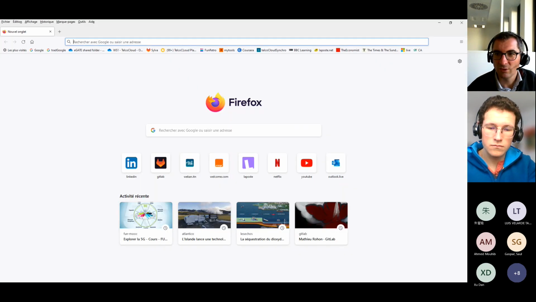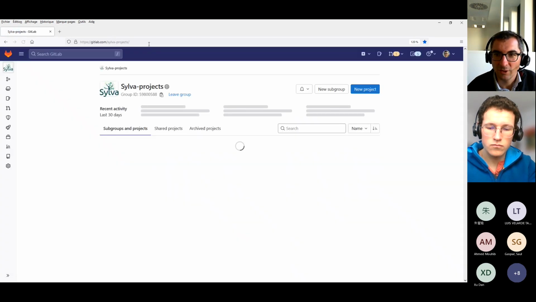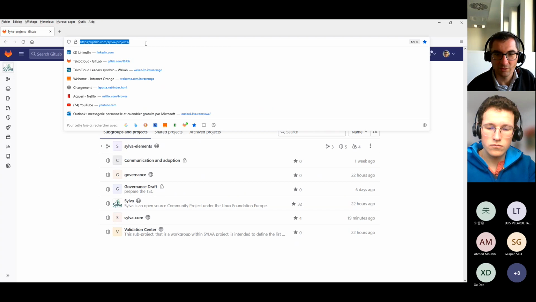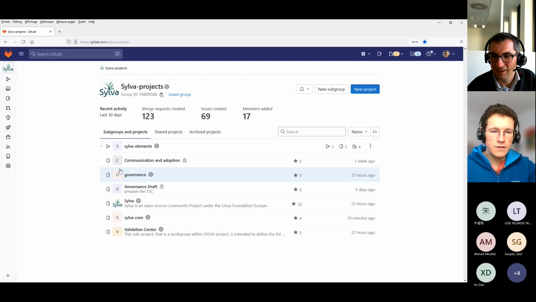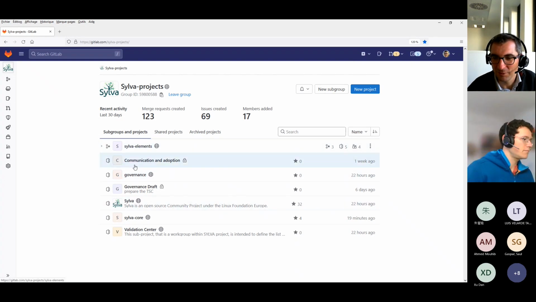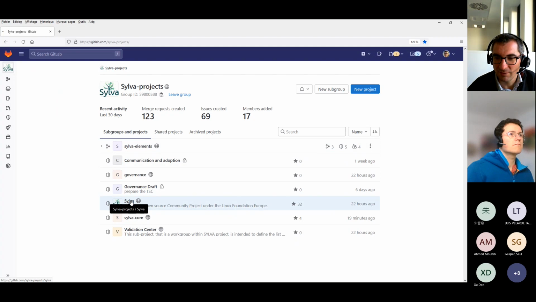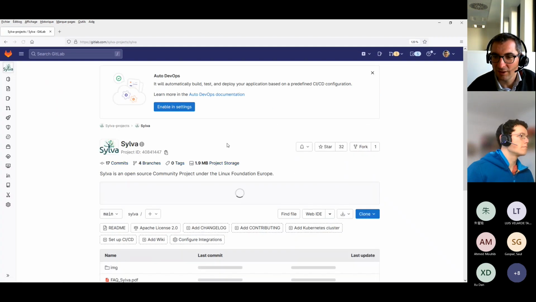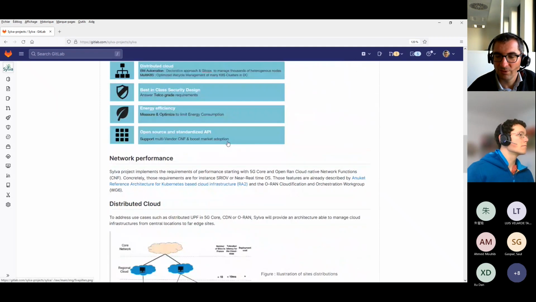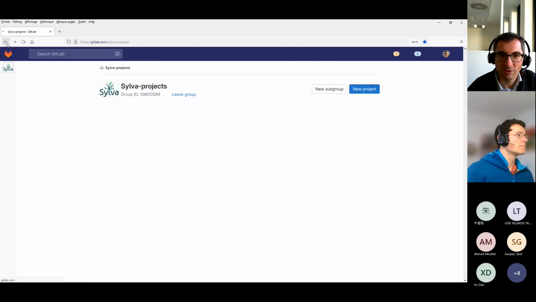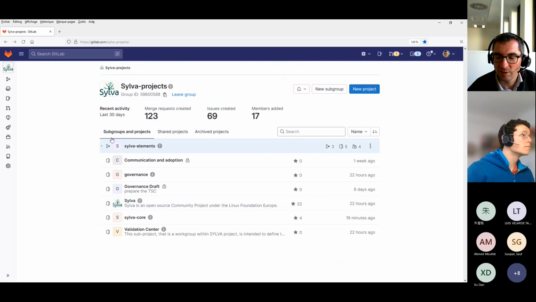My last point is just to mention that we've got a Sylva GitLab repo. Théophile is going to share with you the different links. So you'll have a Sylva introduction of the HLD. So you'll have all the very high level elements of architecture. Matthew will present deeper information about the other repo.